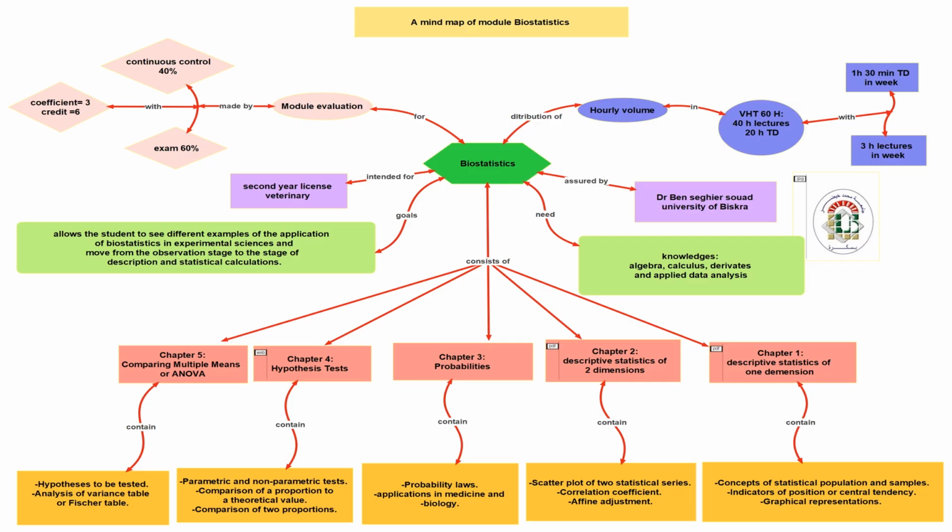This course has 5 main chapters. The first chapter covers descriptive statistics of one dimension. The second chapter is about 2 dimensions. Chapter 3 introduces the basics of probability theory. Chapter 4 is about hypothesis testing. Finally, Chapter 5 covers analysis of variance or ANOVA. Together, these chapters provide a solid foundation in biostatistics for application in health and biological sciences.